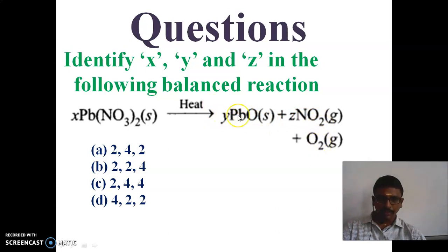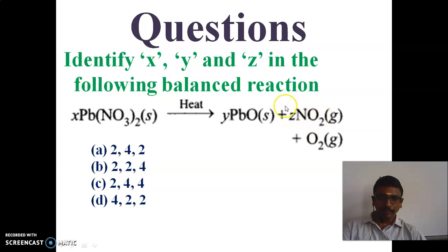4, 6, 7. But here 6 oxygen is there. So here if we put 2 in the nitrogen side, the nitrogen will be 2. But in the reactant, how many nitrogens are here? Only 2 nitrogen. If you put 2, then here also 2 nitrogen will be there.